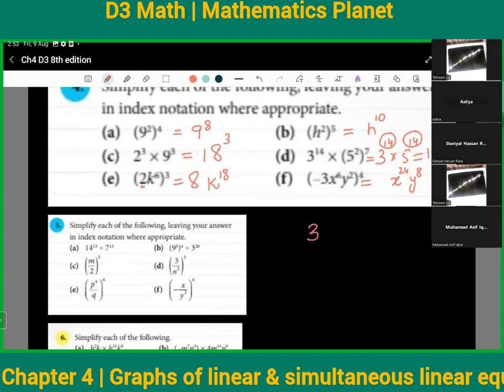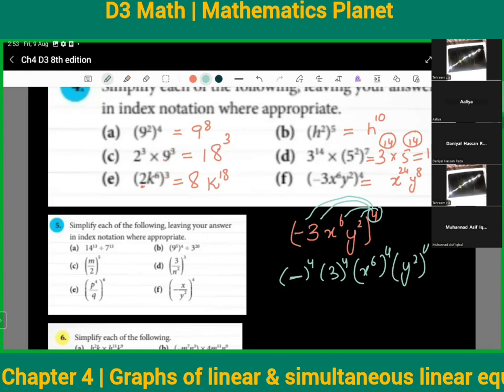It's minus, basically, listen to me, everyone. Basically, it's minus 3x^6y^2 to the power 4. So this power 4 is implemented on everything inside this bracket, even this minus sign: minus sign to the power 4, 3 to the power 4, x^6 to the power 4, y^2 to the power 4. This power 4 is implemented on everything inside the bracket because it is outside the bracket. So minus sign with the power 4 gives you plus sign.